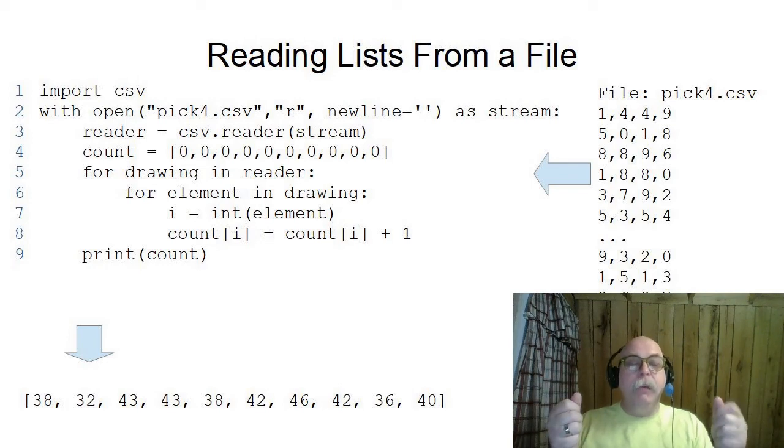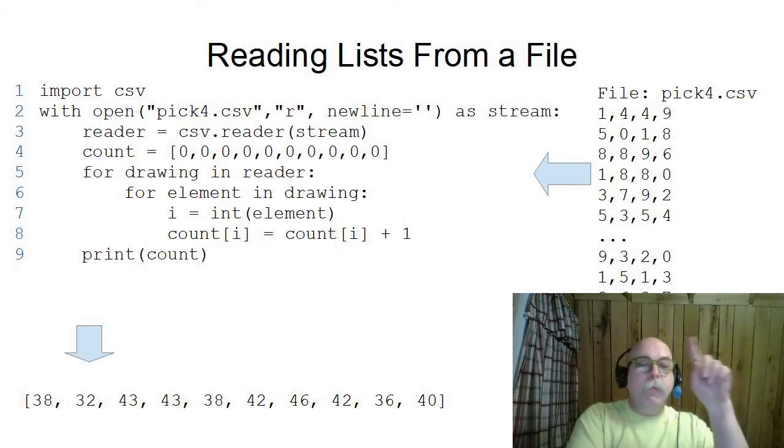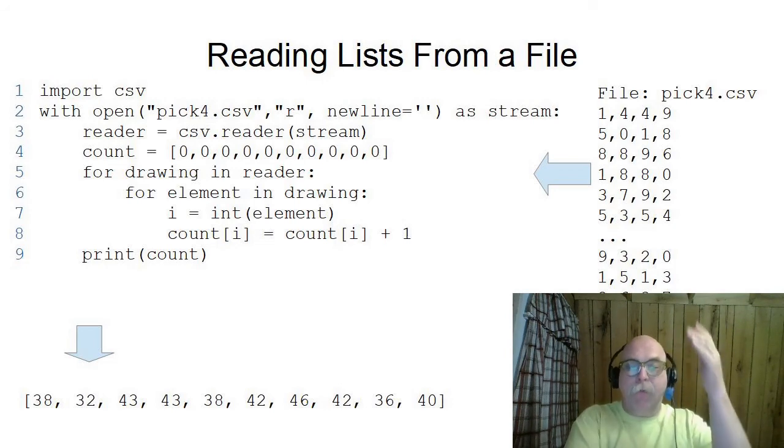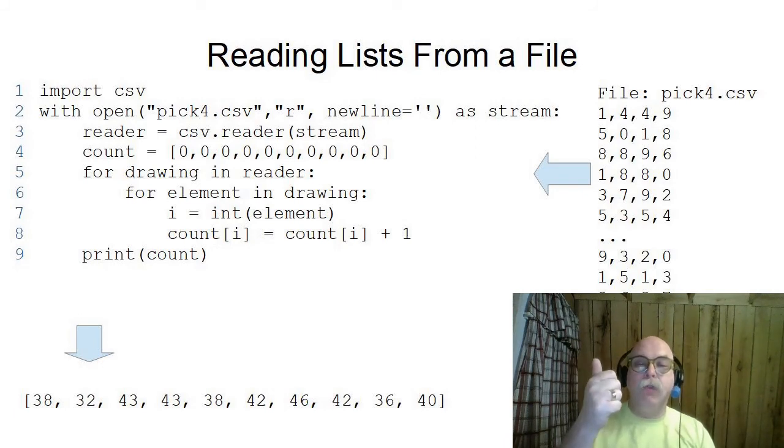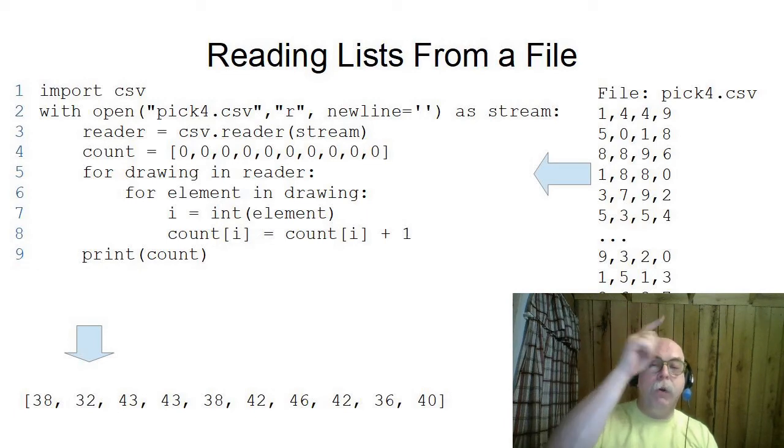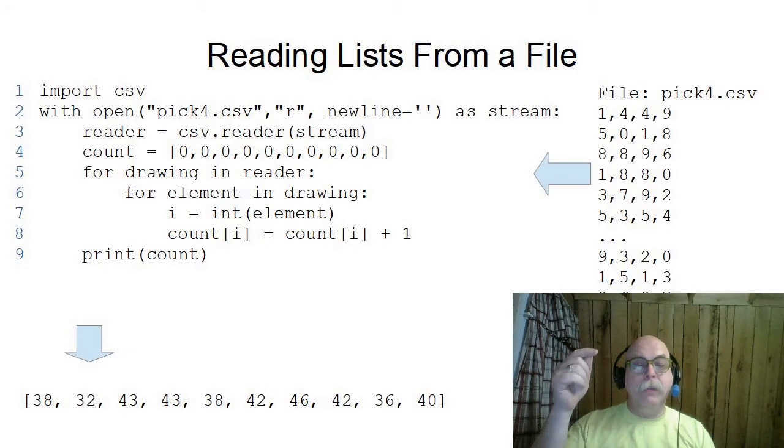So the first time it would be the strings 1, 4, 4, and 9. The second time it would be 5, 0, 1, and 8. Remember, those are a list of strings. On line 6, I'm going to loop through however many numbers there are, whether 3 or 12 or 19, but they're all 4 because that's the way our file is created. So we're going to loop for each element in draw. Element is the first number on the first line, then the second number, the third number and the fourth number, and then we go back out to line 5, read the next line, and do the next. So we do each of the 4 values.